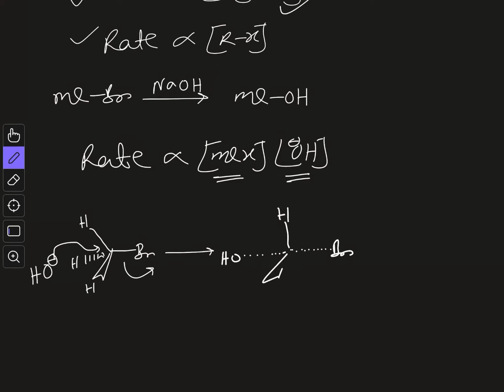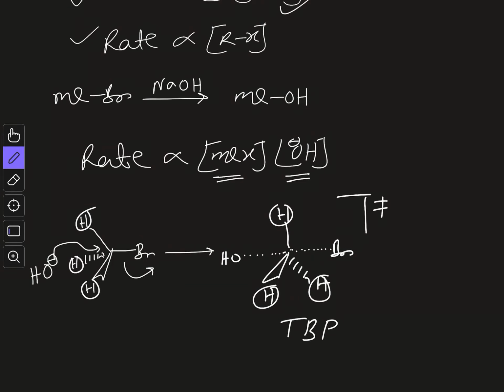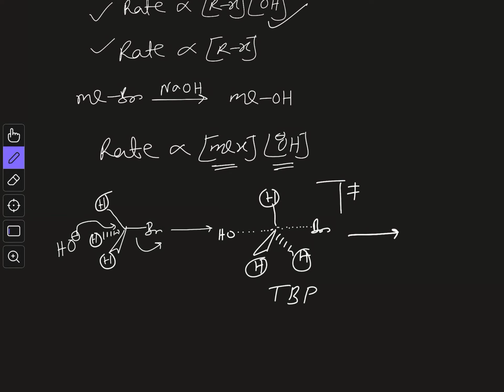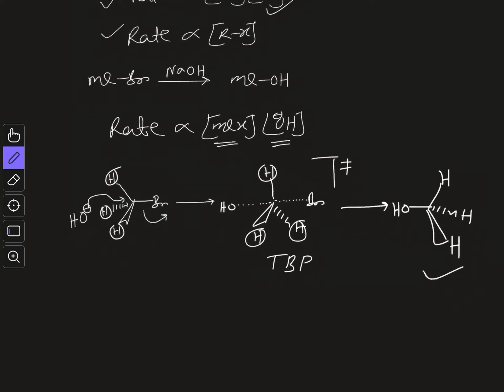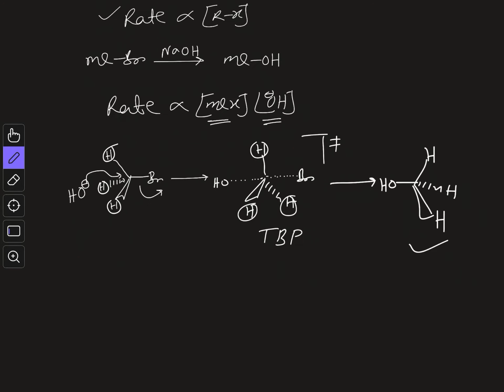You can see these 3 hydrogens now become planar, they are in one plane, and this is a TBP structure. This is called the transition state of the reaction, and after that the bromine will leave and you will get this OH. Here you will have one hydrogen, here another hydrogen, and another hydrogen will be here. This is the mechanism proposed by Ingold, and it is quite a good mechanism, right? In this mechanism we can see this OH attacks and simultaneously this CBr bond breaks.